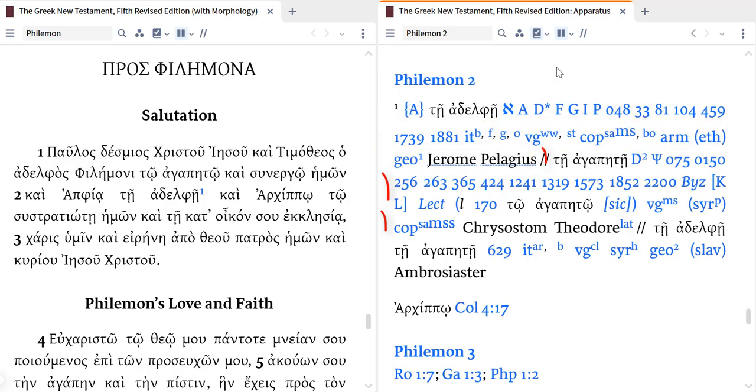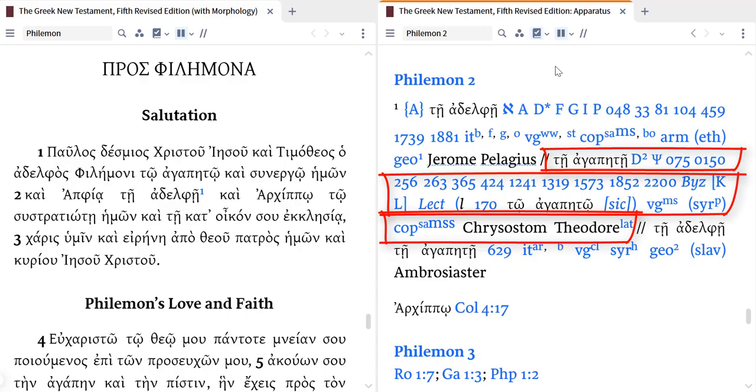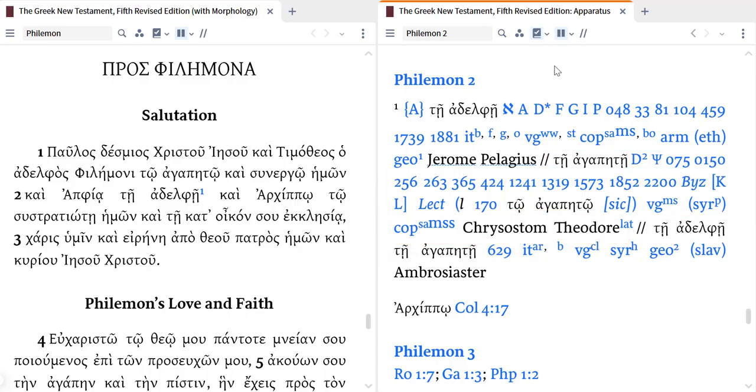Then we're going to have the evidence for te agape te. Again, this is the word "the beloved." So we'll list papyrus manuscripts first. We don't see any, so there are none for this verse that they give us. We have capital letter manuscripts with our capital letters and numbers beginning with 0.